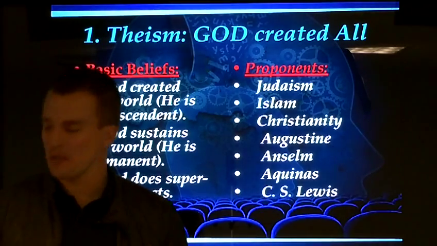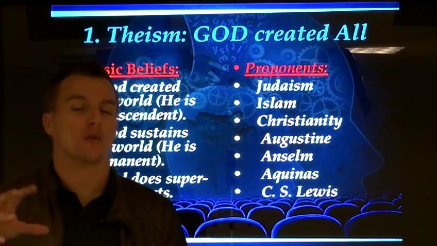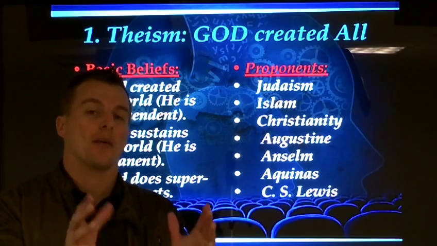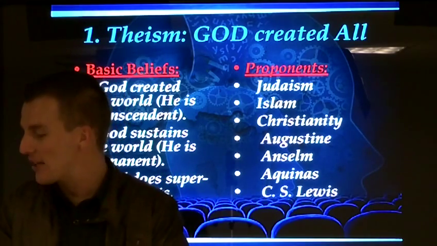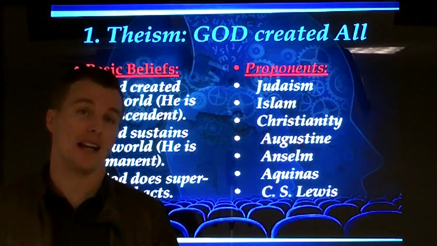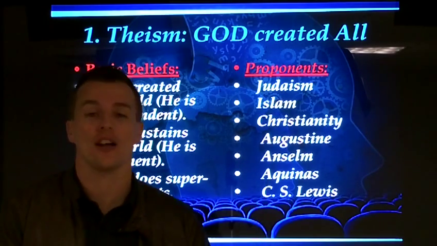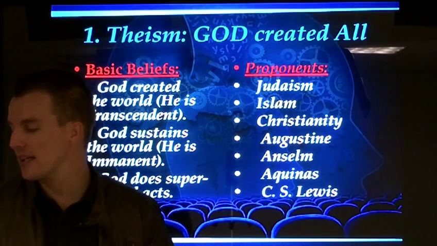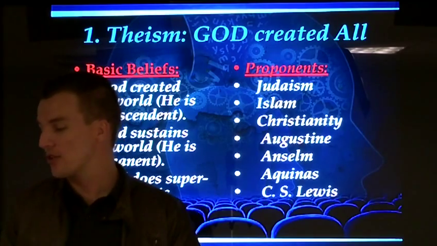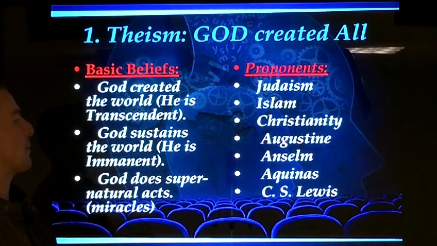The basic beliefs of theism, as I said, God created the world. That means he's transcendent. He is outside of the world and apart from it. Number two, God sustains the world. He not only has created it, but he sustains it in its being. And so that means that he is immanent. And then thirdly, God does supernatural acts. If a supernatural God exists, it only makes sense to understand that supernatural acts can occur, so we call these miracles. So in theism, God created the world, God sustains the world, and God can do supernatural acts. Or you could say in theism, God is transcendent, God is immanent, and God can perform miracles.